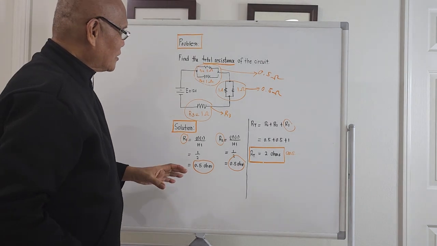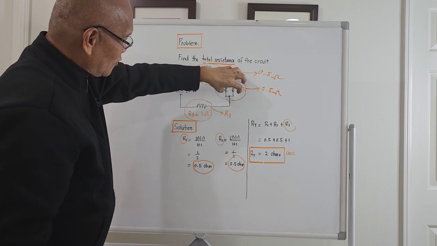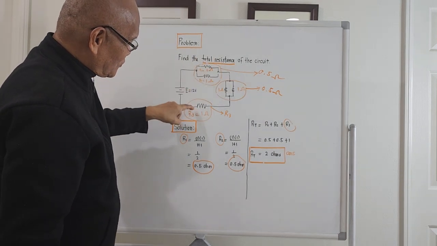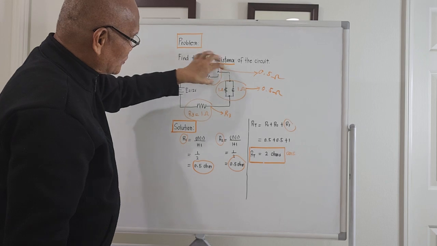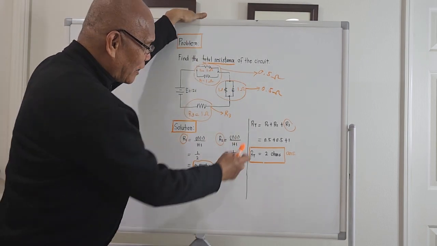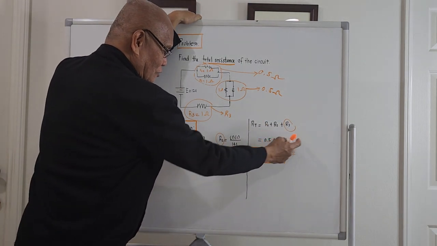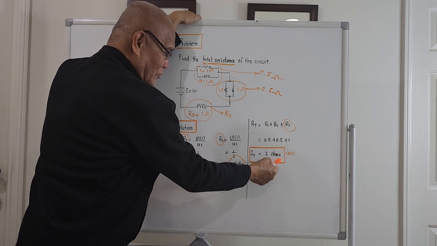So the total resistance will be the compressed equivalent of this one plus the compressed equivalent of this one plus this. After compressing it, they are all in series. So the total resistance RT will be R1 plus R2 plus R3: 0.5 plus 0.5 plus 1. The total will be 2 ohms.